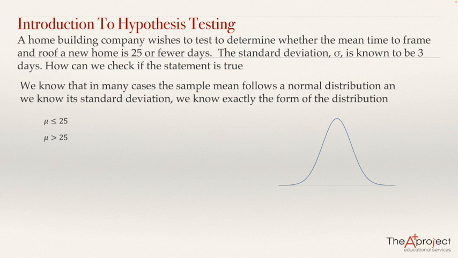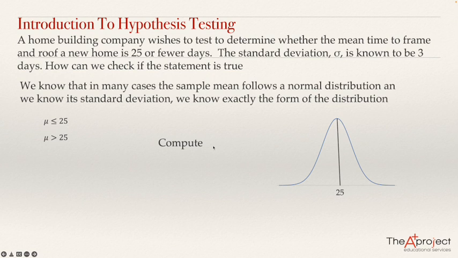If we know that the mean time to frame and roof a new home is actually 25 days, then we are going to know that the value here in the center of this distribution will be 25. So that will be the value here. And we also have information about the standard deviation of this distribution. If you remember, it will be the standard deviation of the random variable divided by the square root of n. So a good idea to see if this is true is to get a sample. I will get a sample and compute a sample mean.